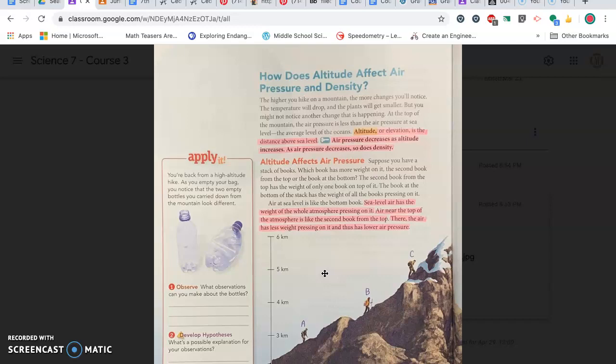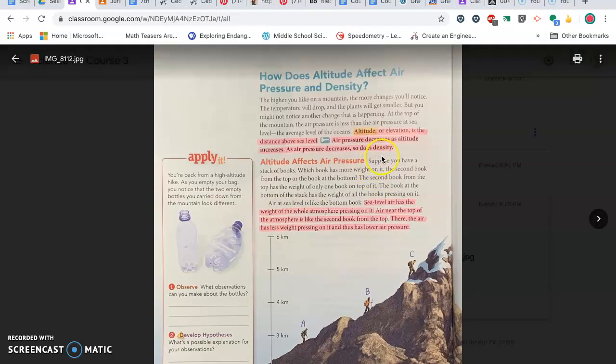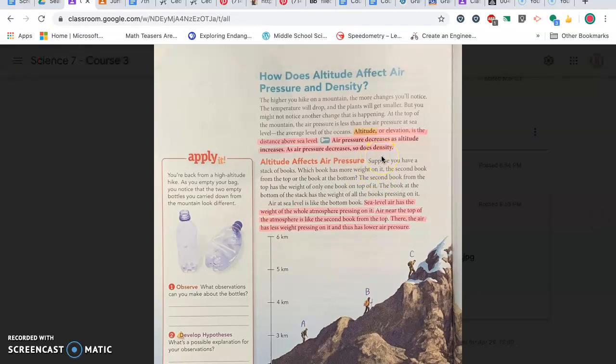They give you the analogy here of a book. So if you have a stack of books, it says which book has more weight on it? The second book from the top or the book at the bottom? Well, the book at the bottom obviously has more weight on it because it has the weight of all the books above it. Whereas the book that is second from the top only has the weight of one book on it. And so the same thing applies when we think of air pressure.